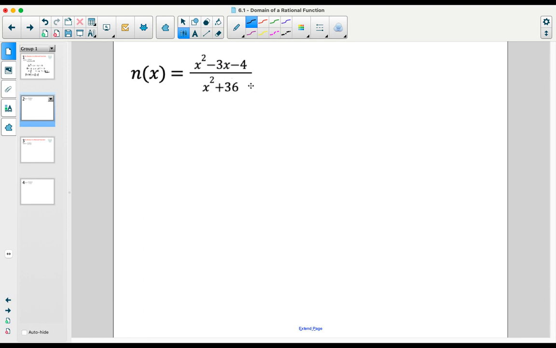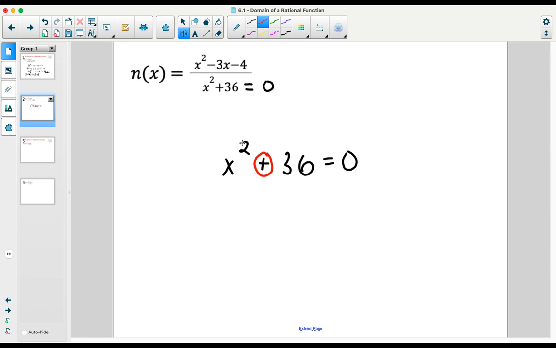Looking at this rational function here, we're again going to consider x squared plus 36, wanting that to equal 0. While it looks like a difference of squares, we should note that this is not a subtraction sign in the middle, it is an addition sign. So we don't have a factoring pattern for the sum of squares. We don't have a factoring pattern for this binomial at all.